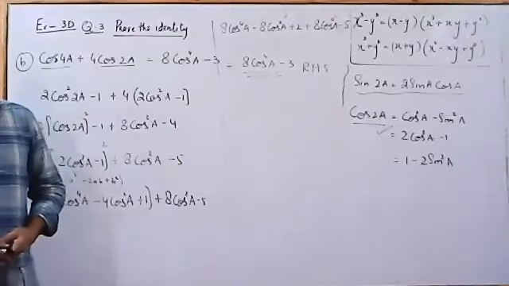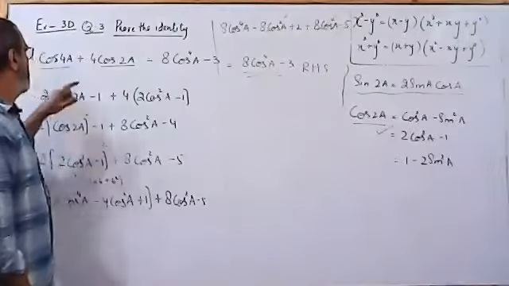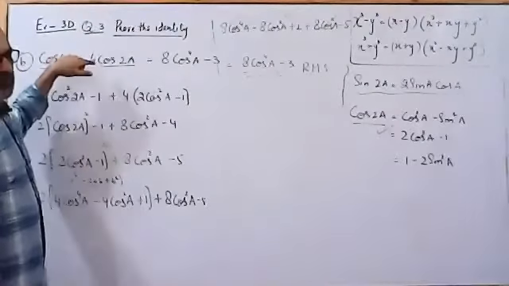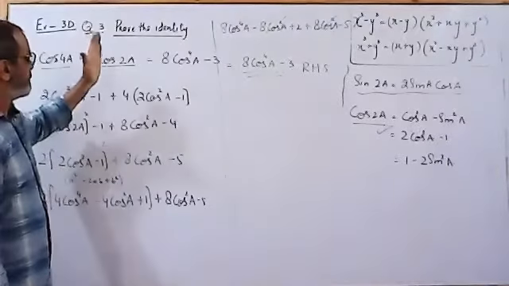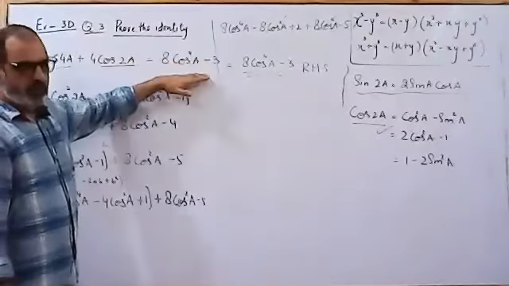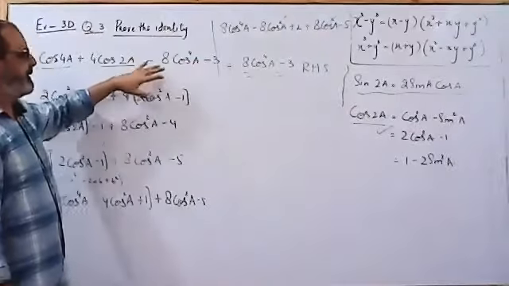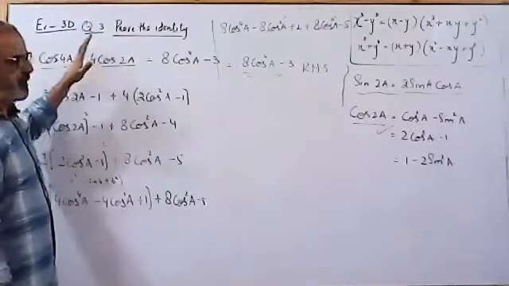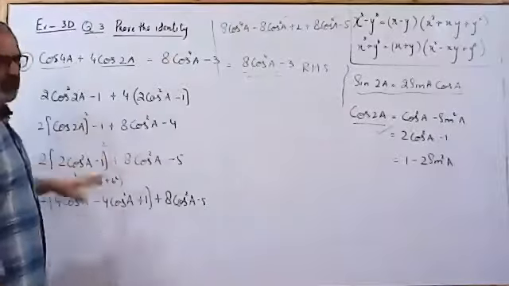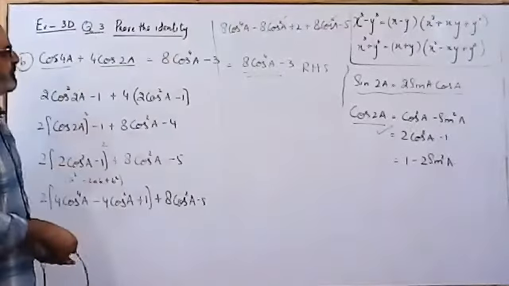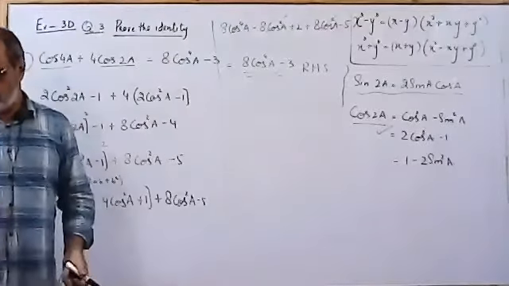So again in this question, we targeted 4A and 2A. Using the double angle formula, I changed 4A and 2A into cos A. That's it. There is no other approach in it. Otherwise, we are just simplifying, applying the basic rules.